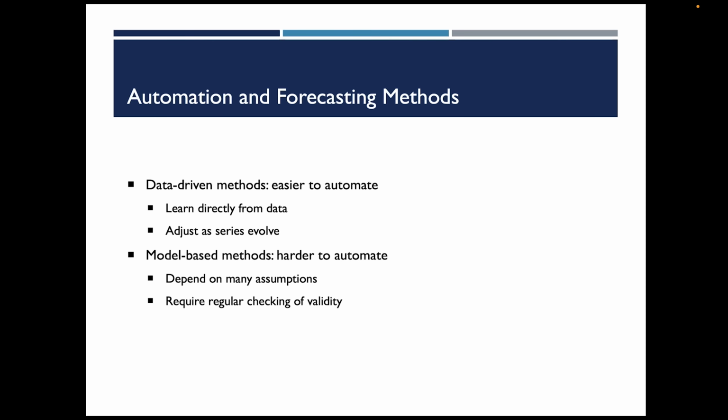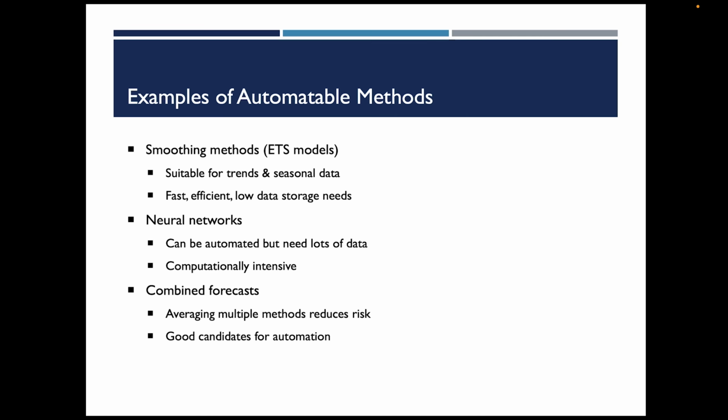For automated forecasting methods, we have two categories, as we said: data-driven methods and model-based methods. Data-driven methods are easier to automate because they learn directly from the data and adjust as the series evolve. Model-based methods are harder to automate because we have assumptions, and we have to check them every time, so we need regular checking for validity. Examples of automated forecasting methods are smoothing methods, neural networks, and combined forecasts, like averaging different methods. We are going to talk about this in a second.